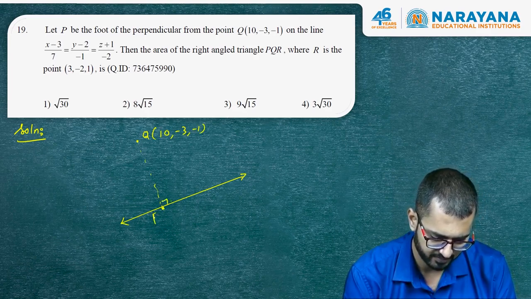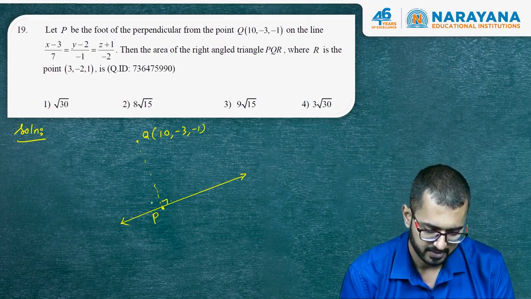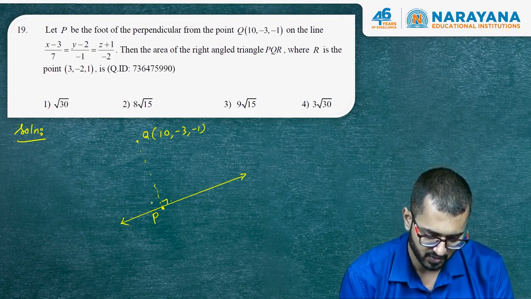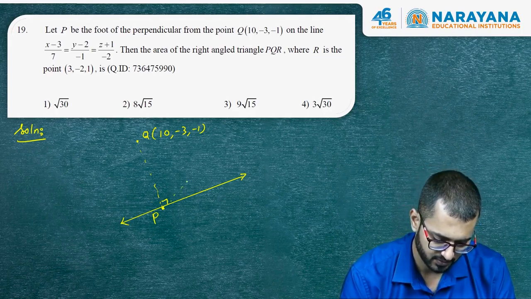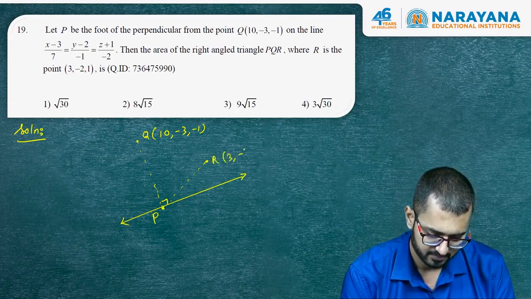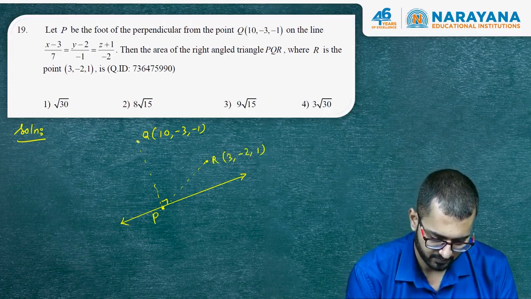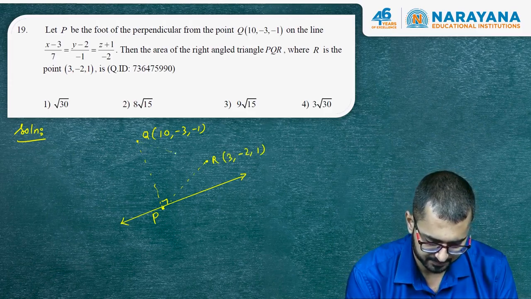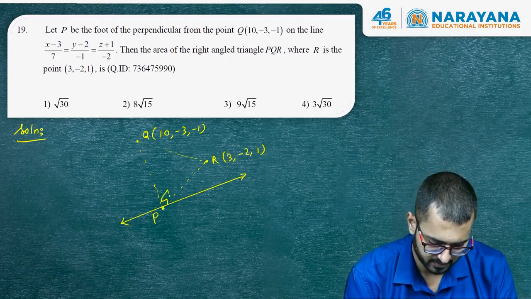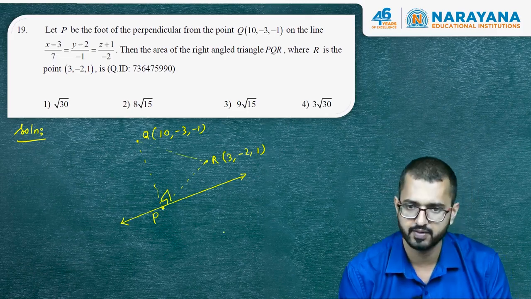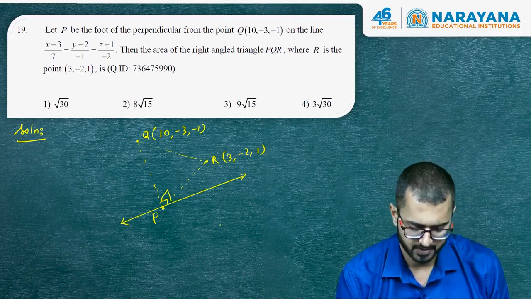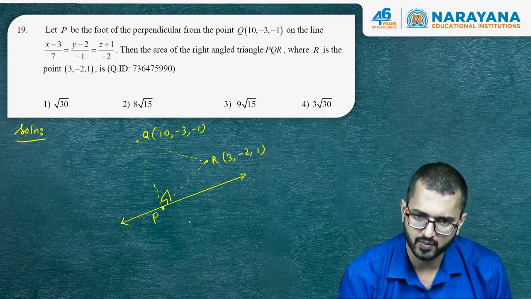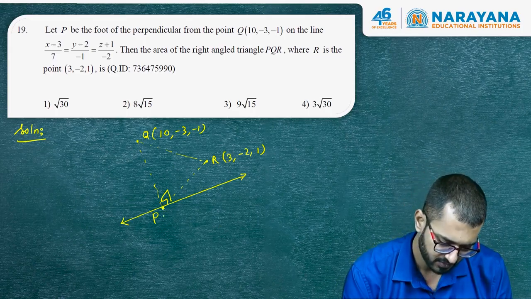No, sorry, they have given P is the foot of perpendicular. Then the area of the right triangle PQR. So R is going to be another point of this triangle. So we have to find the area of this right angle triangle PQR. That means our goal is to get P. So our goal is to get P, which means we have to get the foot of perpendicular.